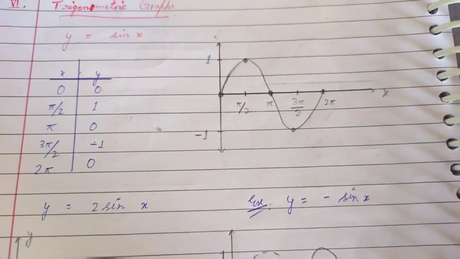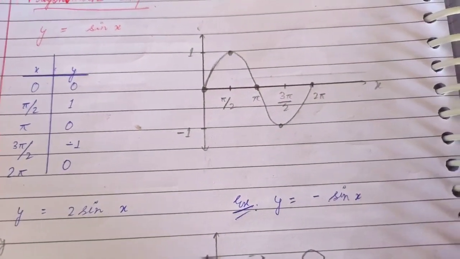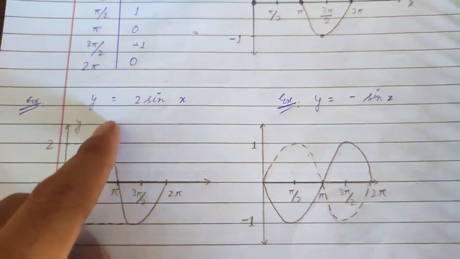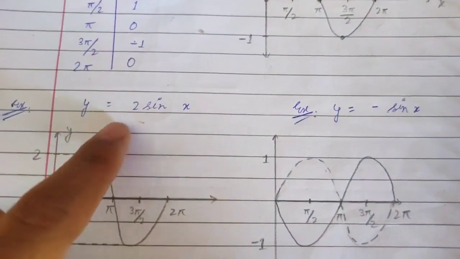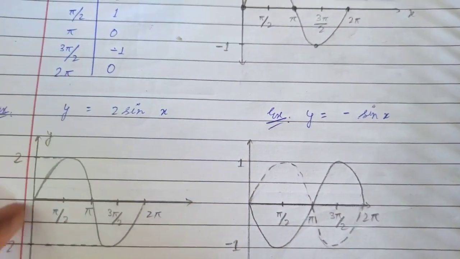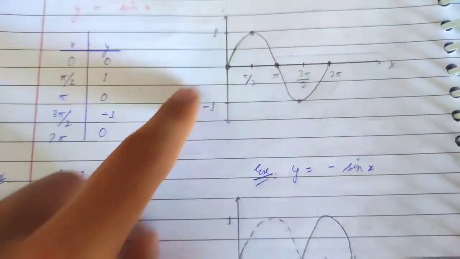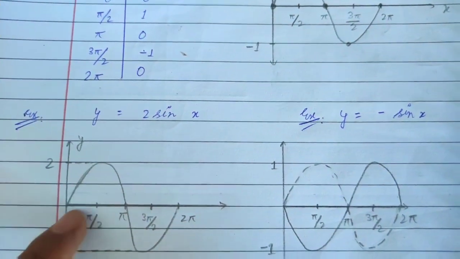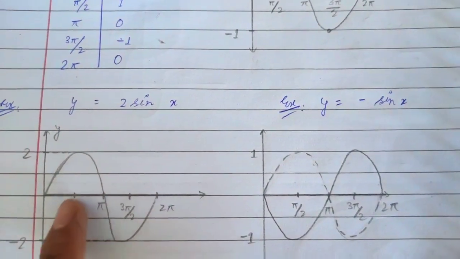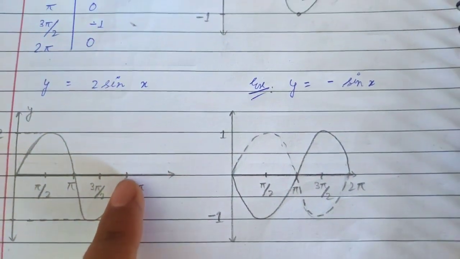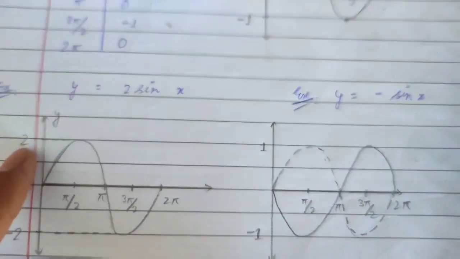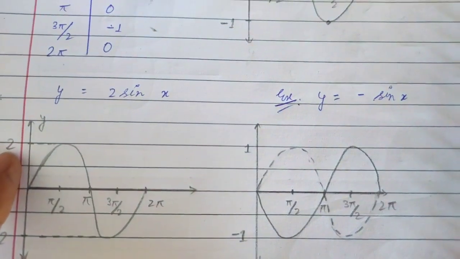Now we will look at examples which will help you get a hold on it. The first example is y equals 2 sin x. Now we are multiplying by a number here, so this will increase the graph. Here it was at 1, now it will be at 2. So the 4 points pi by 2, pi, 3 pi by 2 and 2 pi will be the same and the graph will be like this only. Just the number 2 is multiplied, so the graph will increase and it will move up to 2.